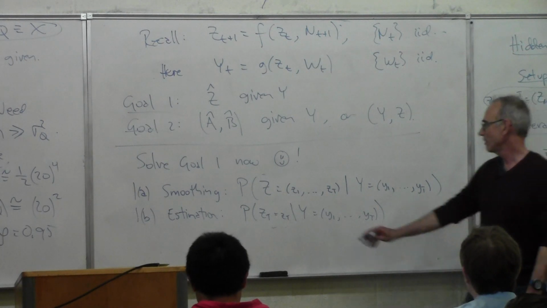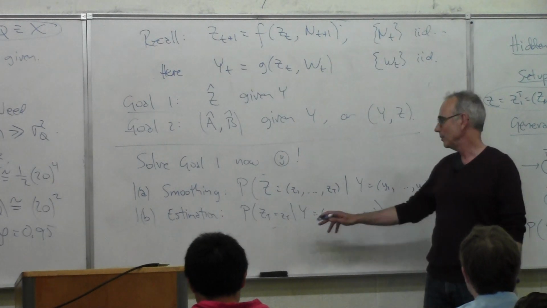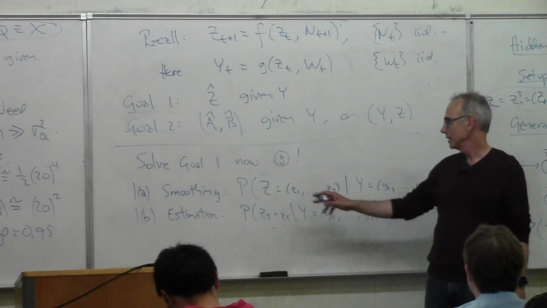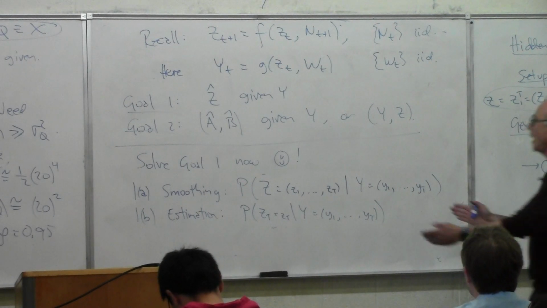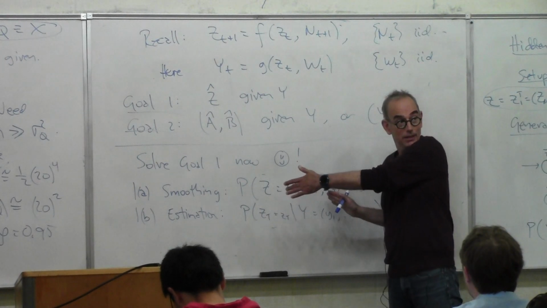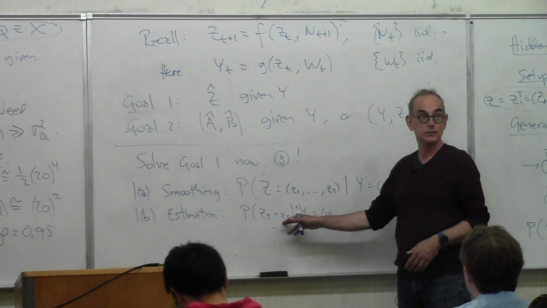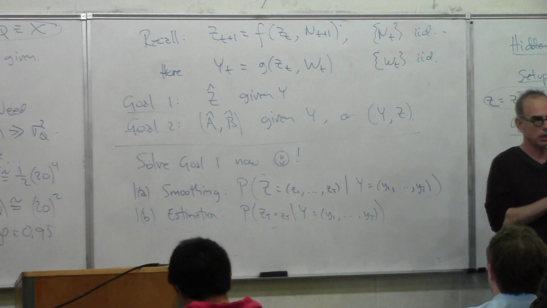That's just the marginal of that. So you get this from marginalization. Just sum out over all the other variables. This is the entire joint conditional probability, and if you sum out over everything but the last one, you'll get this. Okay, so we'll review that.